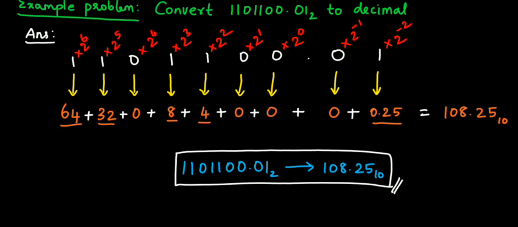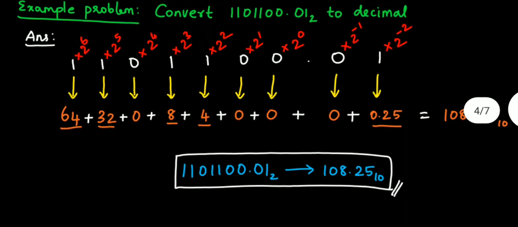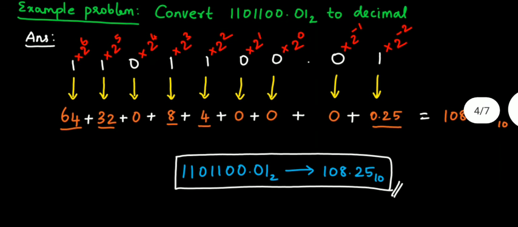Next one is also 1 multiplied with 2 power 3. Next 0 multiplied with 2 power 4. Next 1 multiplied with 2 power 5. Next 1 multiplied with 2 power 6. So 2 power 0, 2 power 1, 2 power 2, 2 power 3, 2 power 4, 2 power 5 and 2 power 6. These are the position values on the integer side.